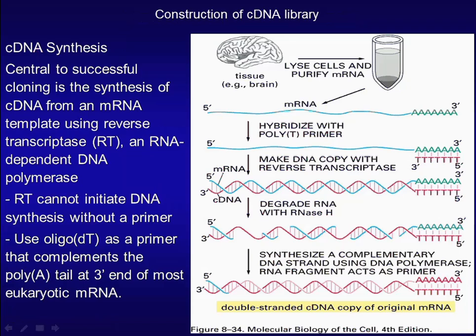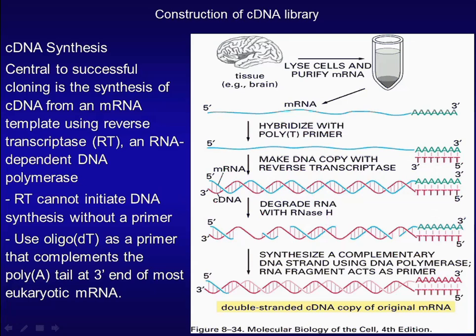Reverse transcriptase cannot initiate DNA synthesis without a primer. Typically, oligo-DT is used as a primer that complements poly-A tail at the 3' end of an eukaryotic mRNA. After the first DNA strand is synthesized, RNA is degraded using RNase H.